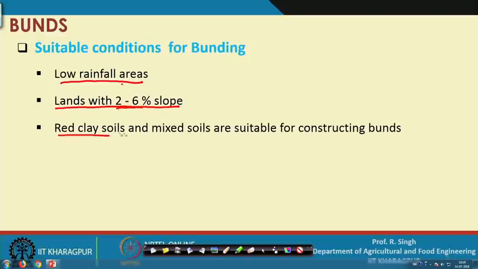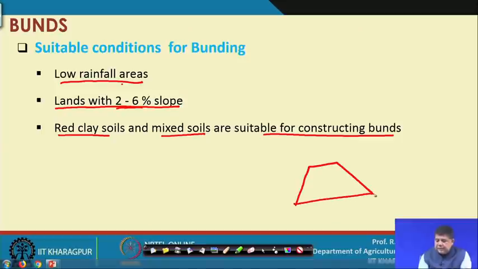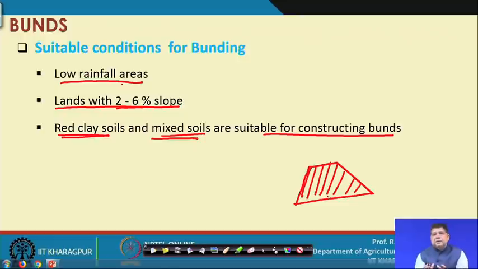And then red clay soils and mixed soils are suitable for constructing bunds. As we saw, we simply build a trapezoidal section, that is the most preferred section, obviously because we simply use the soil to create this. So, from the stability point of view, the soil should be stable, and that is why red clay soils or mixed soils are preferred. Typically, pure sand will not be preferred, because stability will not be there. So, from the stability point of view, red clay soils and mixed soils are the preferred ones for constructing bunds. These are from the suitability point of view.